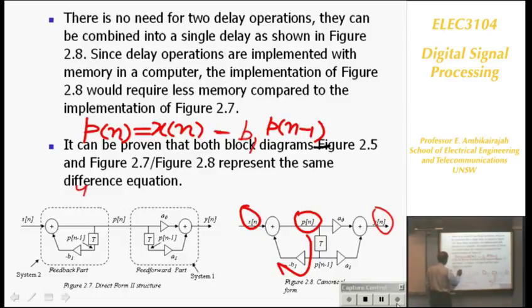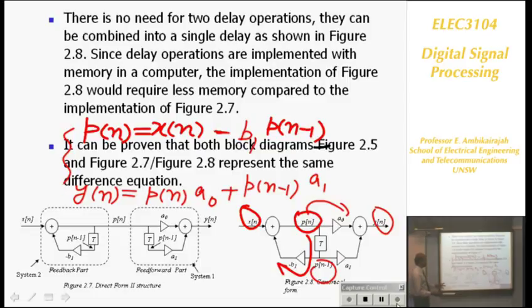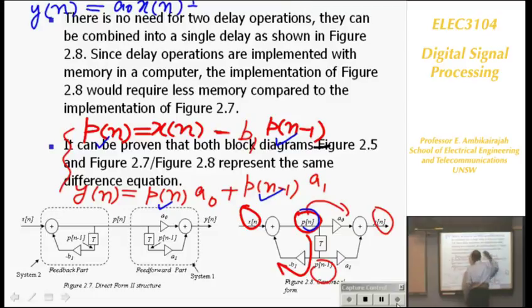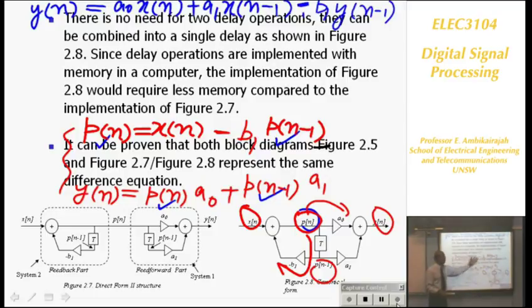Now you can write an equation for the output Yn. If you look at the diagram, Yn is equal to Pn multiplied by A0 plus Pn minus 1 multiplied by A1. So these two equations you need to combine somehow and remove Pn and Pn minus 1, because that's an intermediate variable. When you remove that, your output is going to be Yn equal to A0 xn plus A1 xn minus 1 minus B1 Yn minus 1. That's the original equation. We have to show this from these two. If you show that, we can say all three structures I have drawn are equal.